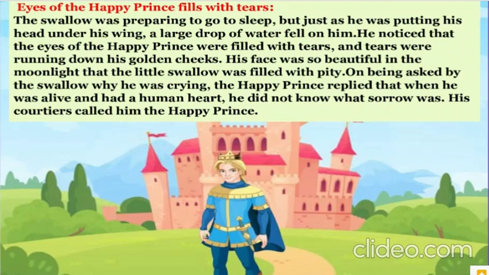Now he noticed that the eyes of the Happy Prince were filled with tears. Firstly, the swallow thought for a second that it was raining, but he looked about, and there was no rain. So then he saw the eyes of the Happy Prince, filled with tears, and the tears were running down his golden cheeks. His entire body was made up of gold, so his cheeks and face were also golden, and through that the tears were falling. Now, see, it is actually a fiction, okay?